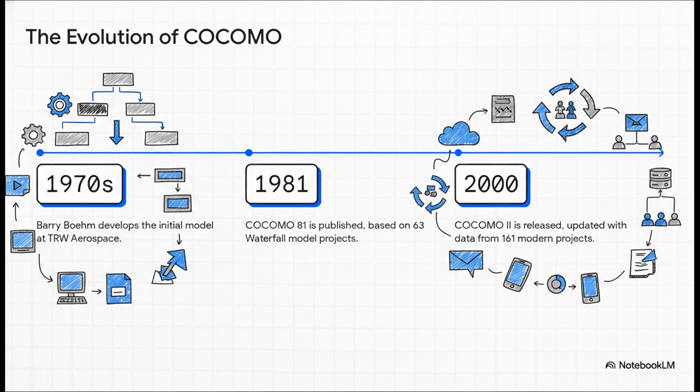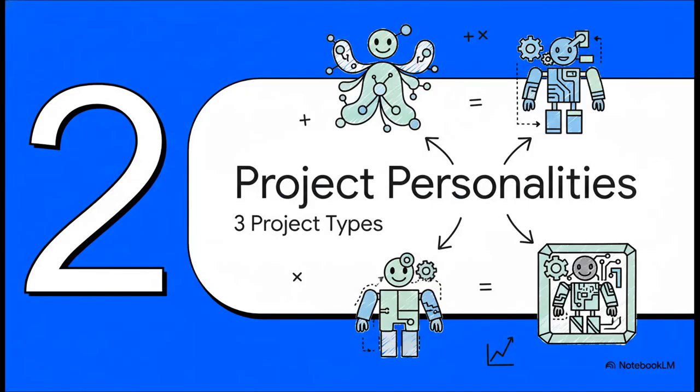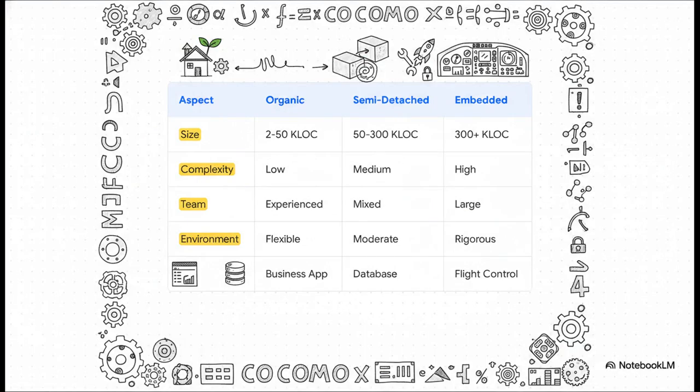161 more modern projects. Okay, so here's where it starts to get really interesting. COCOMO understood from the very beginning that not all software projects are the same. So Boehm came up with 3 distinct project personalities, and which one you chose would totally change the math. So you have to ask what you're building. Is it a pretty small, simple business system with a team that knows what they're doing?